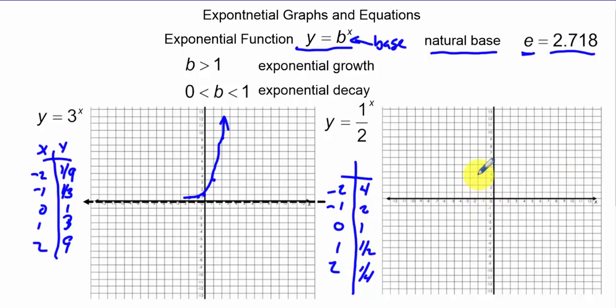Here's -2, 4 up. -1, 2 up. 0, 1, half and a quarter. So this is going something like this, and again you'll notice not going to cross that horizontal line of the x-axis, and we'll just draw again another horizontal asymptote right there.